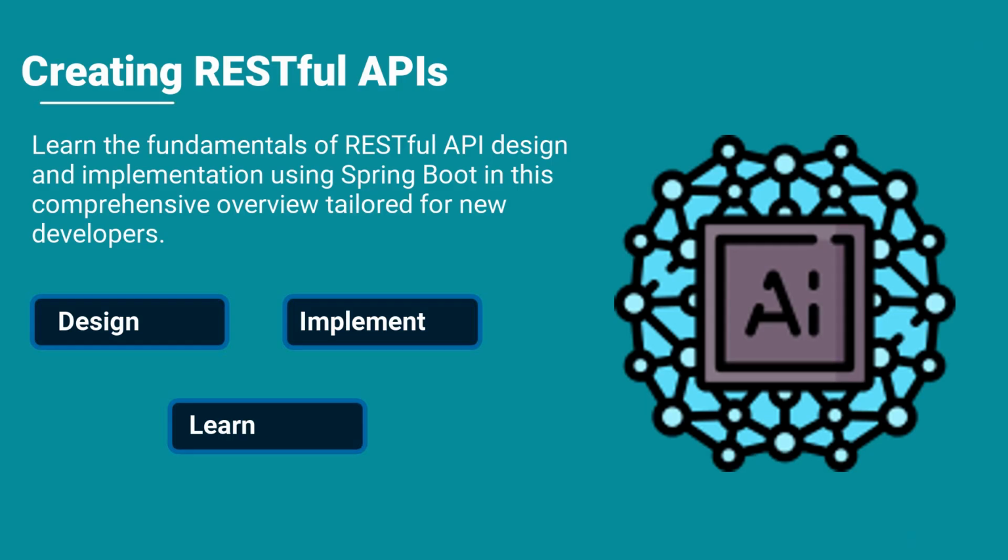Now, once you've got all this in place, simply run your application and you'll have a fully functional RESTful API ready to serve requests. Pretty cool, right? So there you have it. We've covered the essentials of creating a RESTful API using Spring Boot. There's a lot more to explore, like authentication and error handling, but that's for another session. For now, go ahead and experiment with what you've learned today.